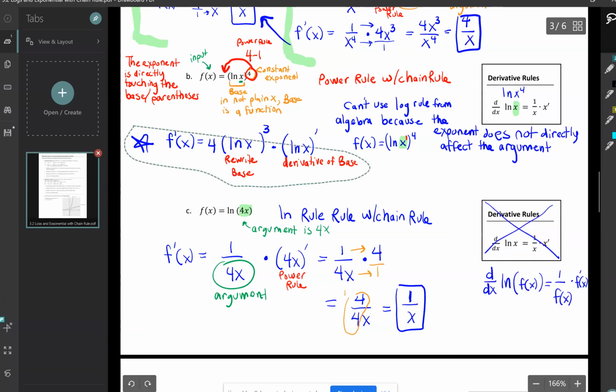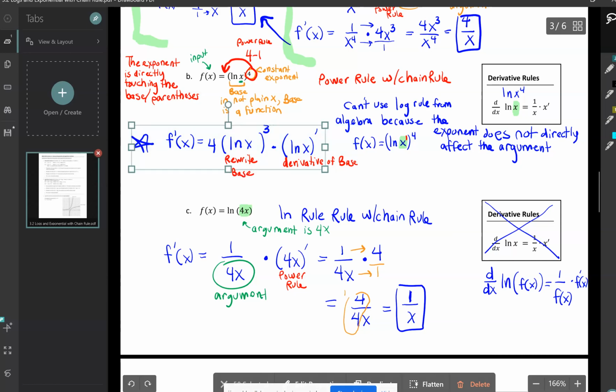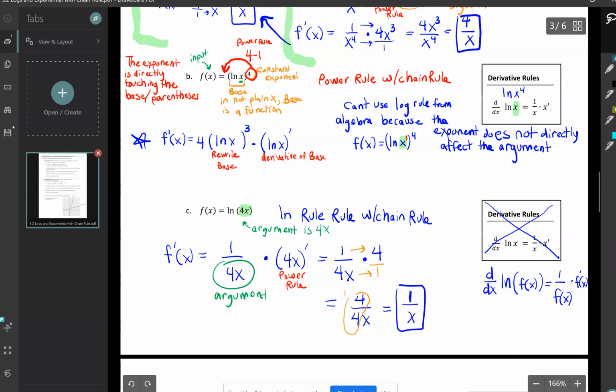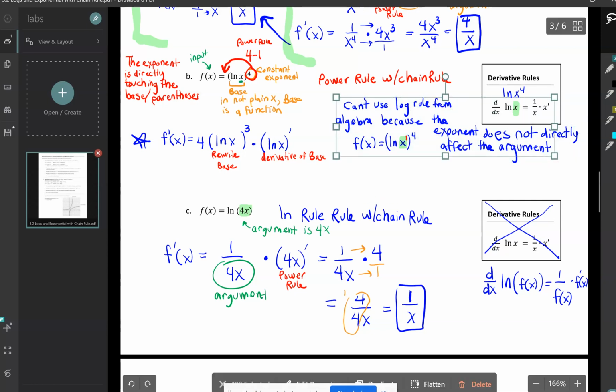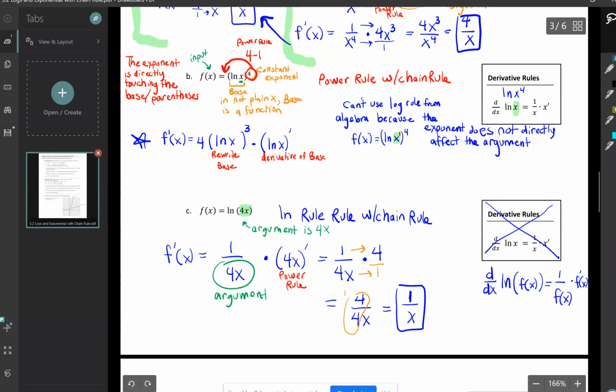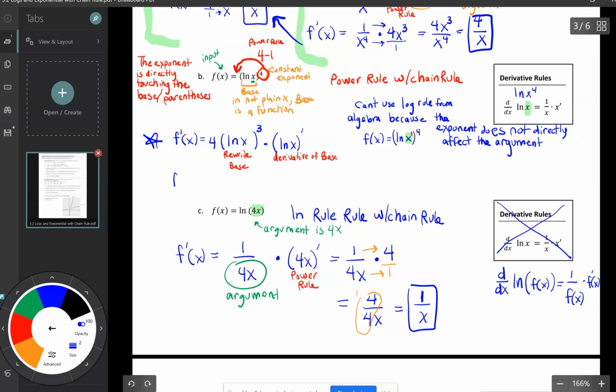Let's shrink this down a little bit so I have some room. Okay, so here we go. Let's go ahead and finish that one. So my derivative is 4. Rewrite the base. Decrease the exponent by 1. And the derivative of ln of x, that fits my basic rule exactly. It's just 1 over x. Technically times the derivative of the argument, but the base is a plain x, so that derivative is 1.